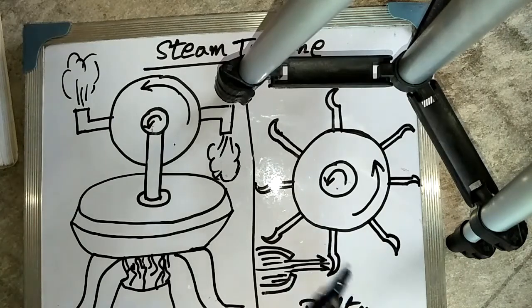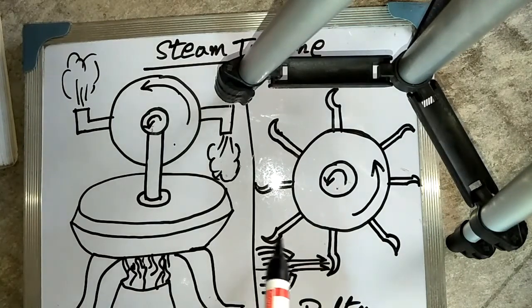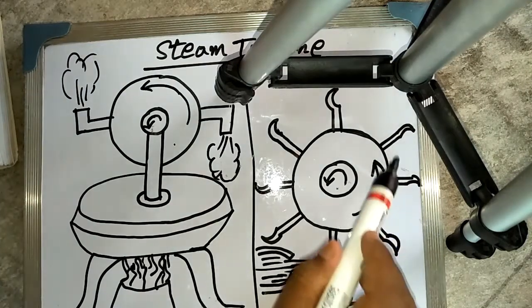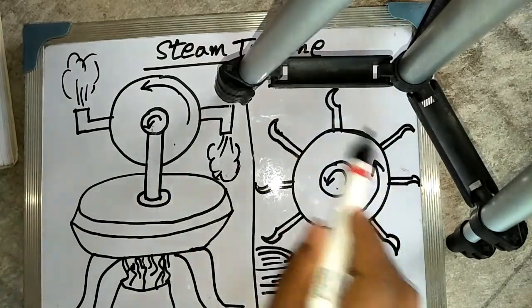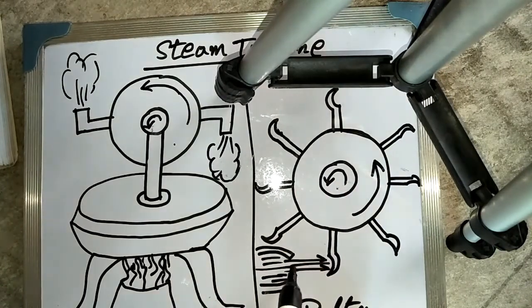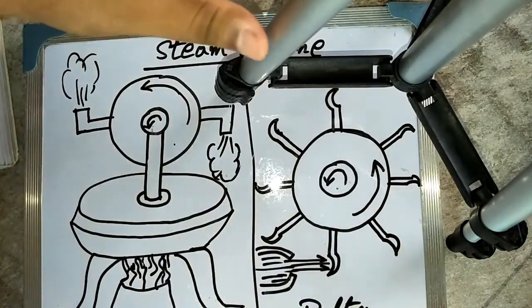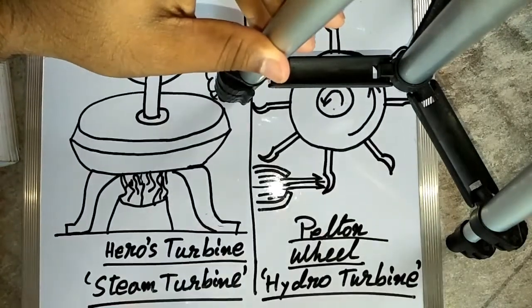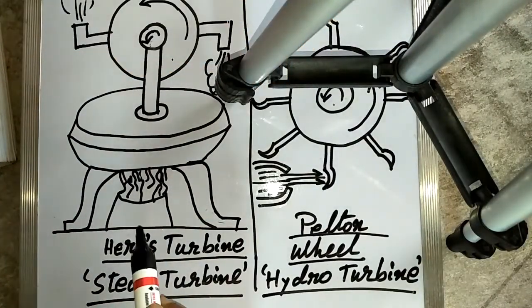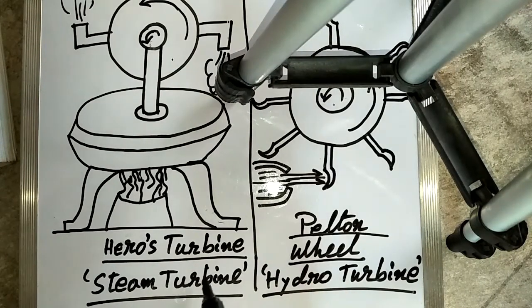It's a plain Pelton wheel. Here a nozzle is shown. This is the water jet, and these are the cups or blades mounted on the wheel. As the water jet strikes them, the wheel starts rotating in this fashion. This is Hero's turbine, and this one is the Pelton wheel. This is a basic steam turbine, and this one is the basic hydro turbine. So these are the basic concepts of steam turbine.